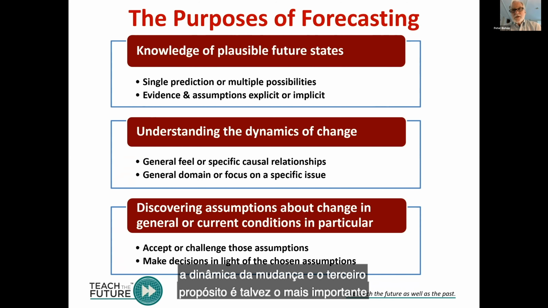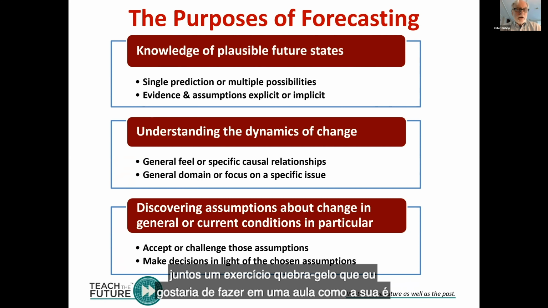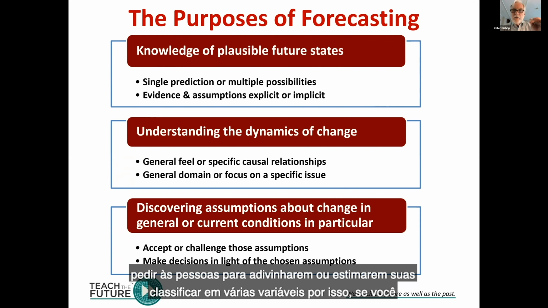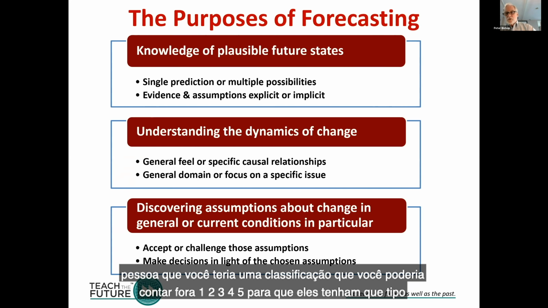And the third purpose is perhaps the most important, and that is every time we talk about the future, we are not only using the information that we've gathered in the scanning step, all the research we've done, but we're also bringing assumptions together. One icebreaker exercise that I like to do in a class like yours is to ask people to guess or to estimate their rank on various variables. So if everybody in the class lined up from the smallest person to the tallest person, you would have a rank. You could count off 1, 2, 3, 4, 5. So they have to kind of think about, you can look around and see that.